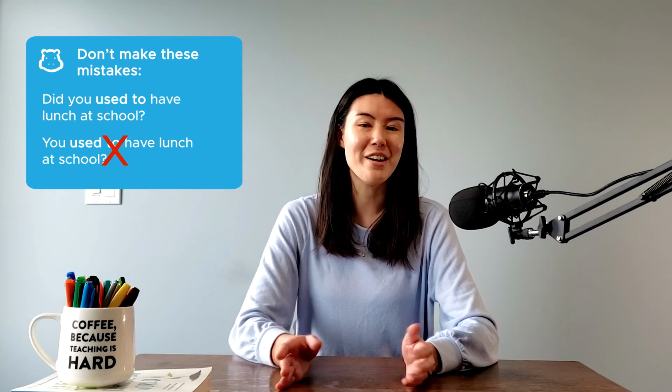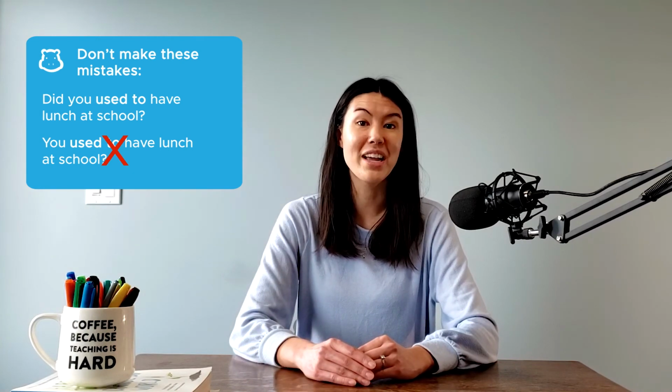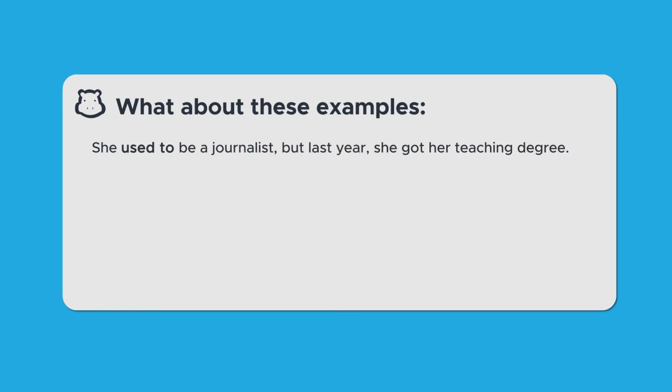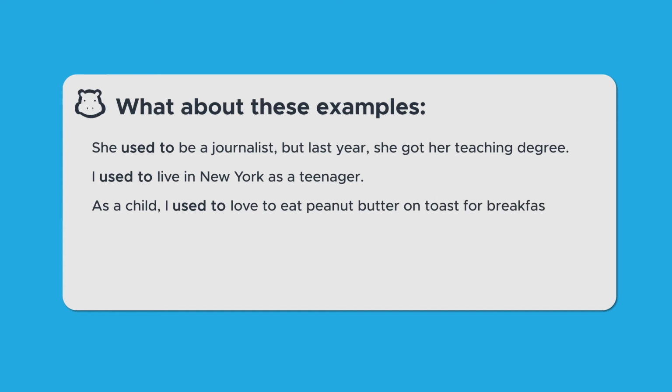So we already know we can use "used to" in place of "would" to describe routines and habits. Basically, any action that occurs regularly on multiple occasions over a period of time. But what about these examples? She used to be a journalist, but last year she got her teaching degree. I used to live in New York as a teenager. As a child, I used to love to eat peanut butter on toast for breakfast.